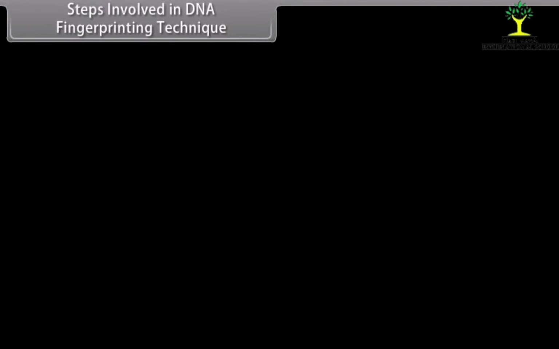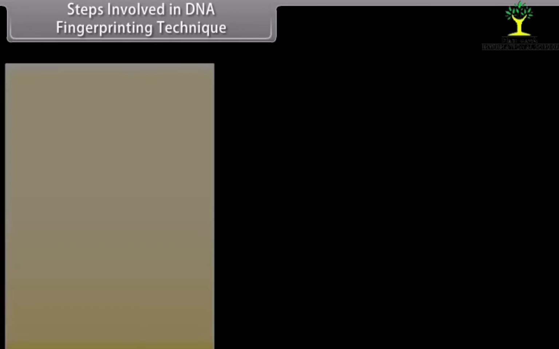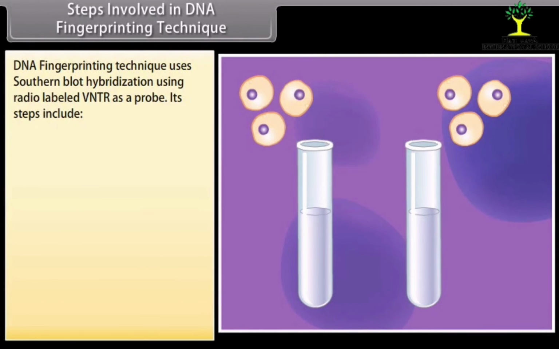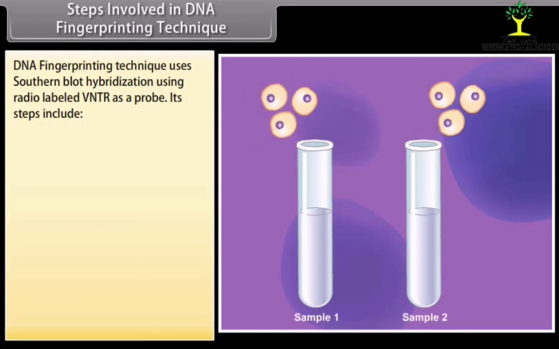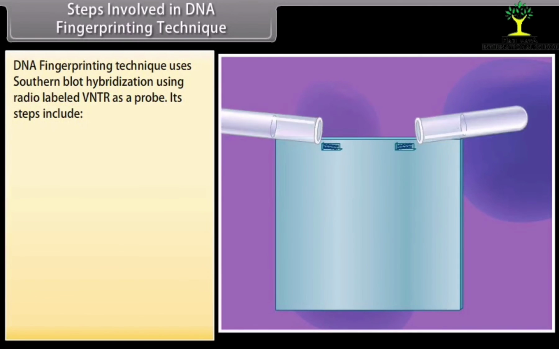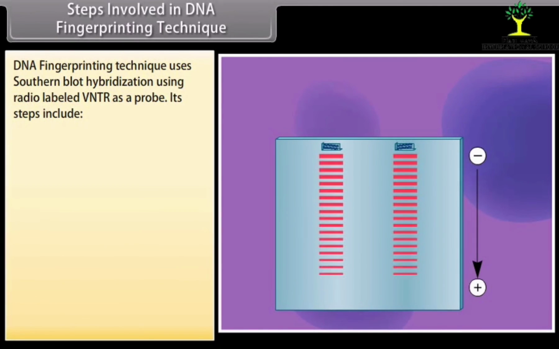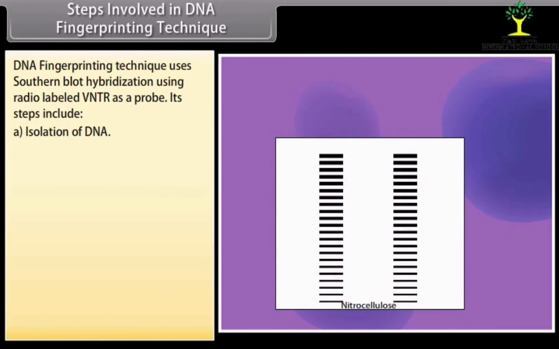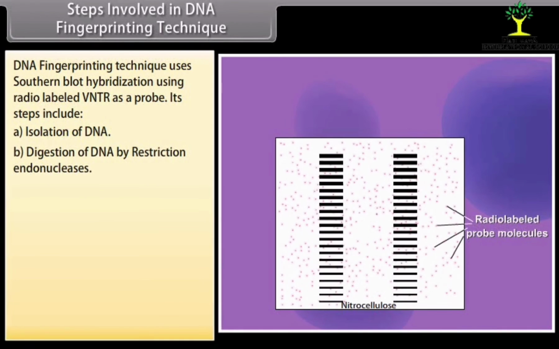Steps involved in DNA fingerprinting technique. DNA fingerprinting technique uses Southern blot hybridization using radio-labeled VNTR as a probe. Its steps include: A. Isolation of DNA. B. Digestion of DNA by restriction endonucleases. C. Separation of DNA fragments by electrophoresis.